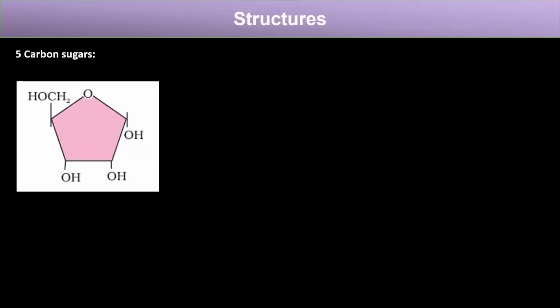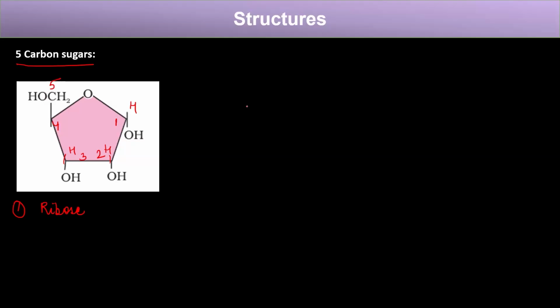Now, the next thing that we'll see. Till now, we saw the structures of glucose, galactose, and mannose, and these three were 6 carbon sugars. Now let's see the structure of a 5 carbon sugar. One example of a 5 carbon sugar is ribose. Ribose is a 5 carbon sugar. This will be your H, this will be your H, this will be your H. If we start numbering, 1, 2, 3, 4, and this is the 5th carbon. So it is a 5 carbon sugar.